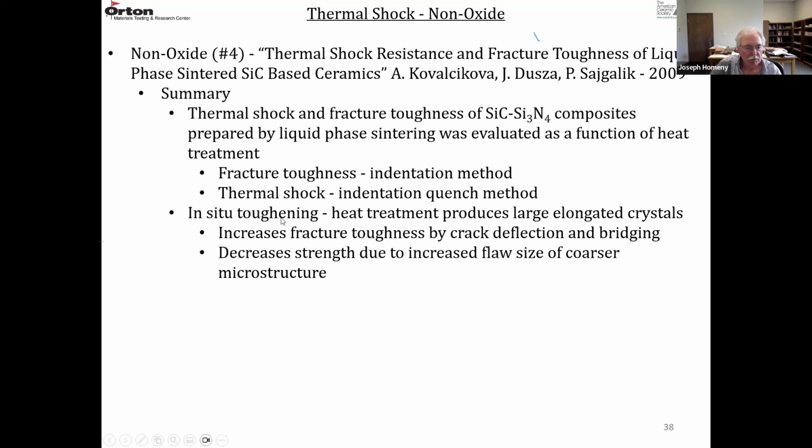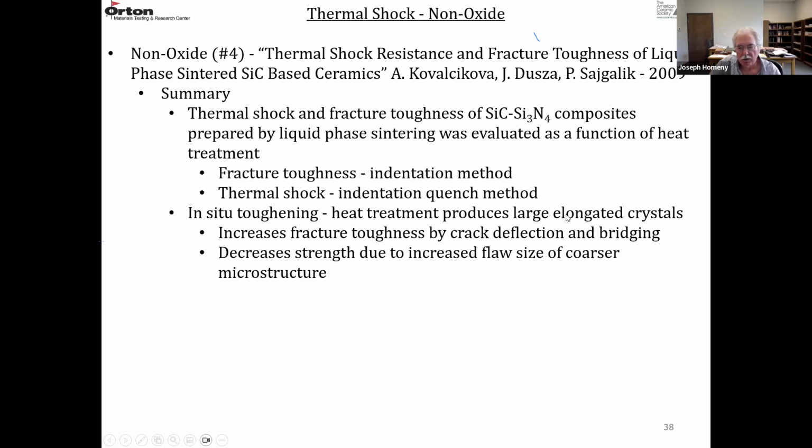So in these materials, in situ toughening was noted. During the heat treatment cycles, crystals changed shape. Some became large elongated crystals. And we just saw in the previous material, these elongated crystals were beneficial for thermal shock resistance because they bridged the material in the wake regions.